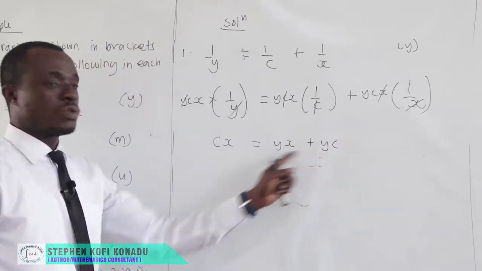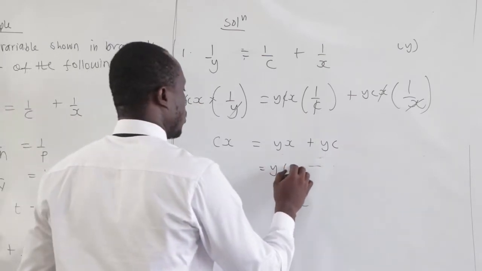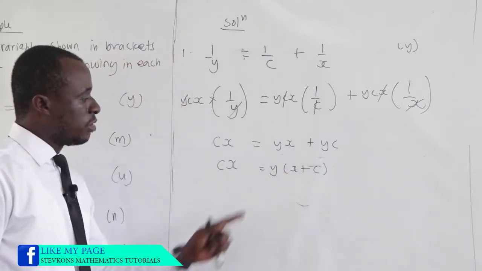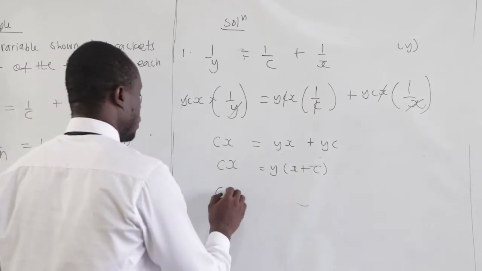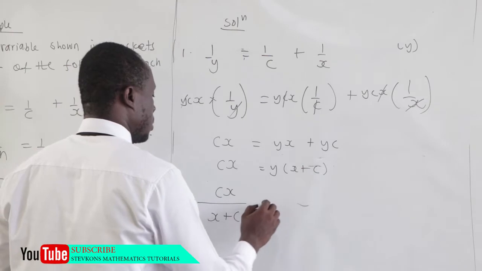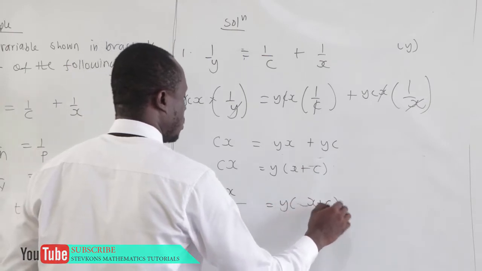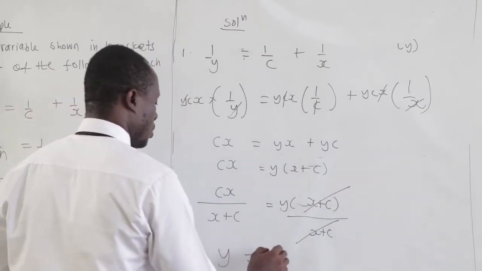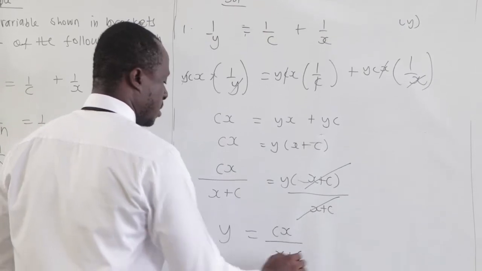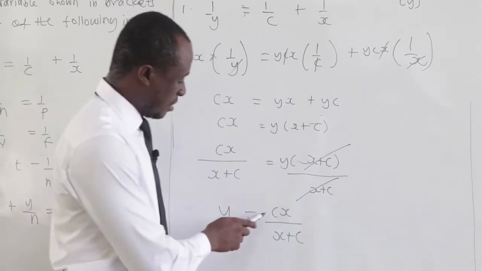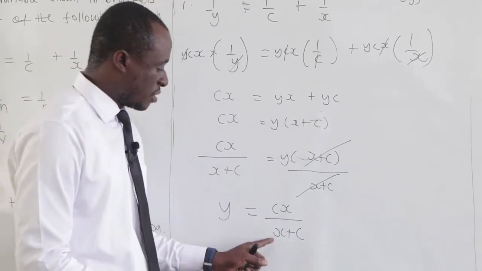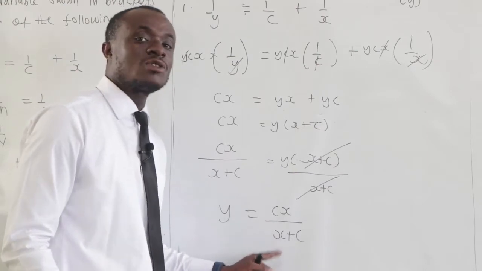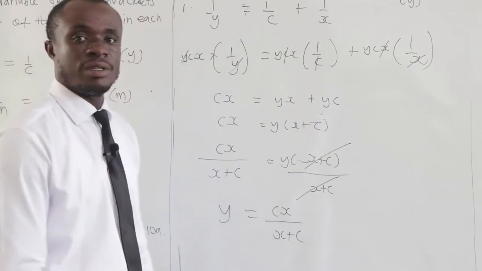We want to make y the subject, so we factorize y there. So y, we have x plus c, equals cx. We want to make y the subject, we divide through by what is multiplying the y. So you have cx all over x plus c, y times x plus c all over x plus c. Now x plus c will cancel x plus c. So y is cx all over x plus c. Please note, this c cannot cancel the c down because c is not a factor of the denominator. Then the x cannot cancel the x down because the x is not a factor of the denominator.